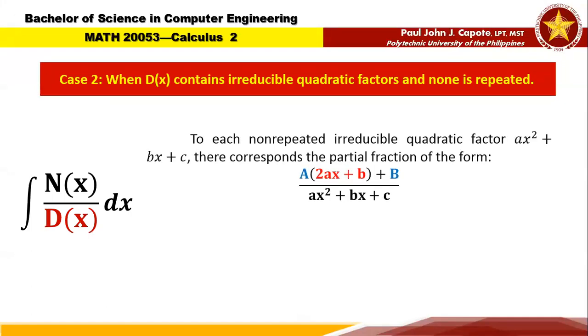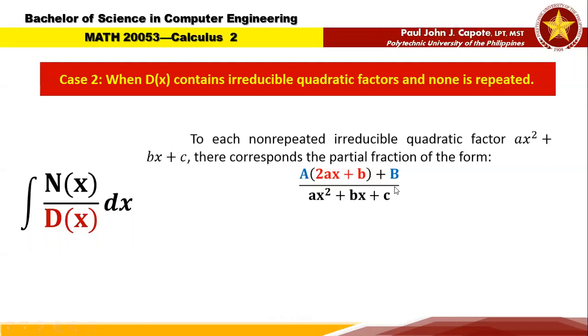To each non-repeated irreducible quadratic factor ax squared plus bx plus c, there corresponds the partial fraction of the form A times the quantity 2ax plus b all over the irreducible quadratic factor ax squared plus bx plus c.